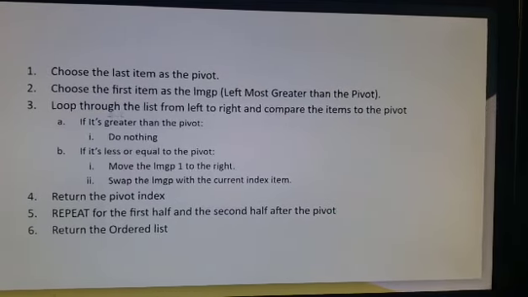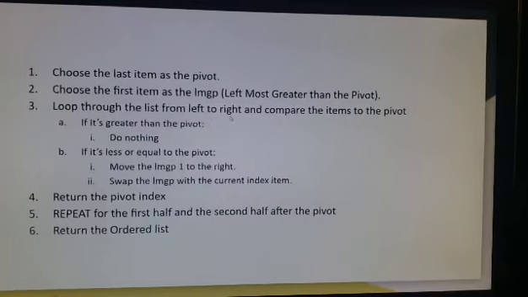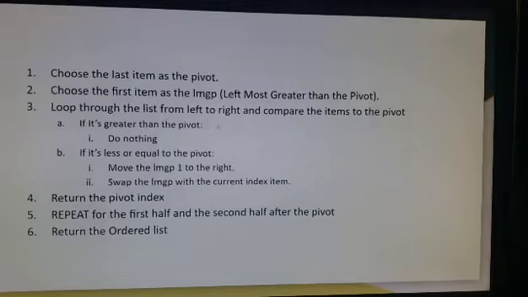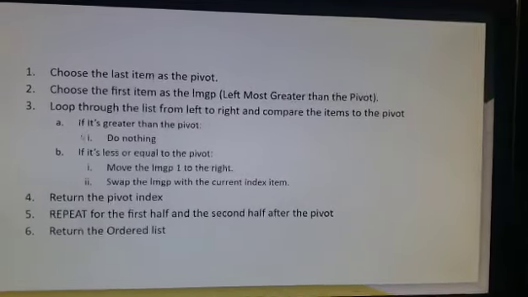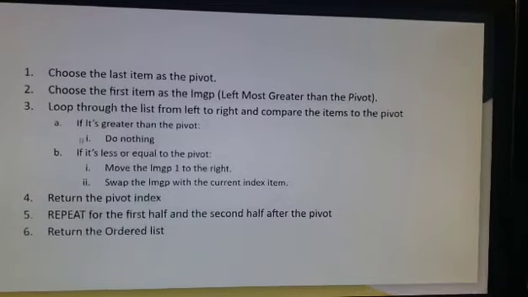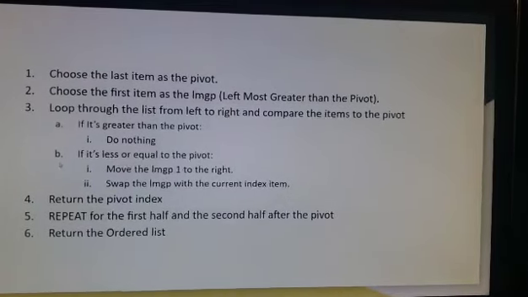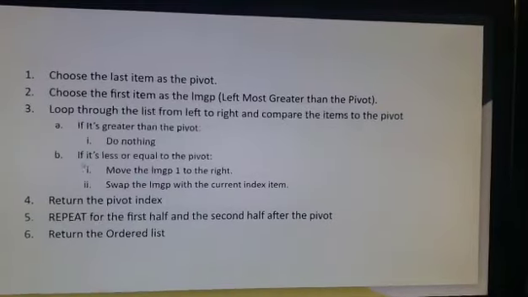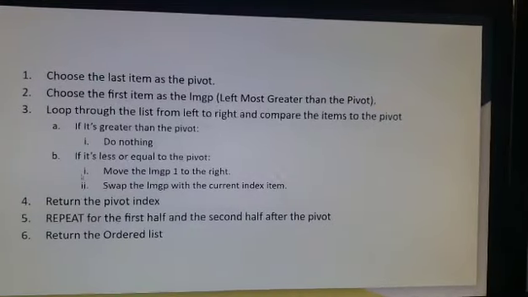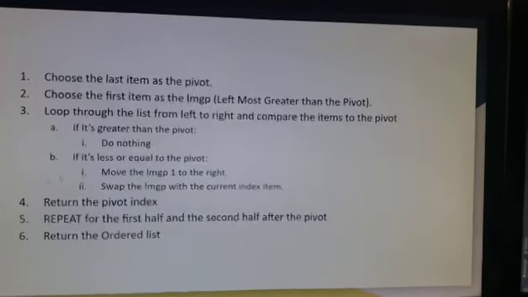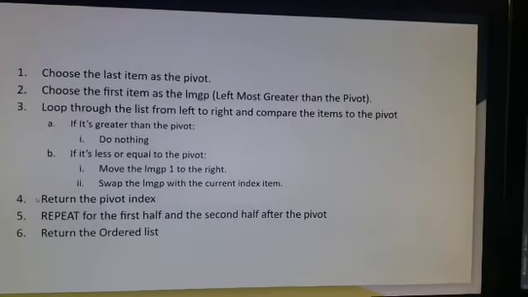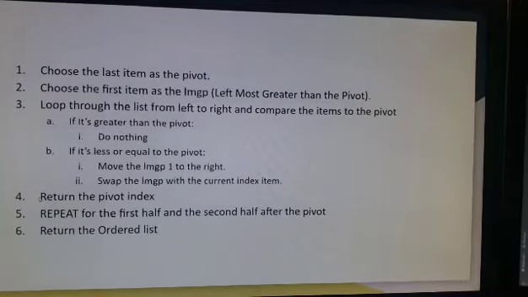After that, we're going to go through the list and compare the items to the pivot. We're going to have two cases. If it's greater than the pivot, we're going to do nothing and just move to the next item. If it's less or equal to the pivot, we're going to move the LMGP 1 to the right and then swap the LMGP with the current index item. And then we're going to return the pivot index.